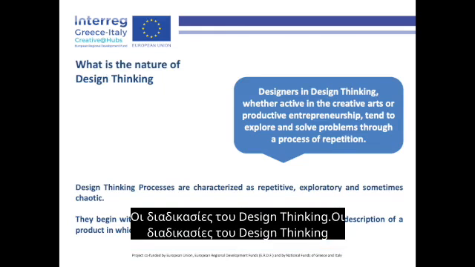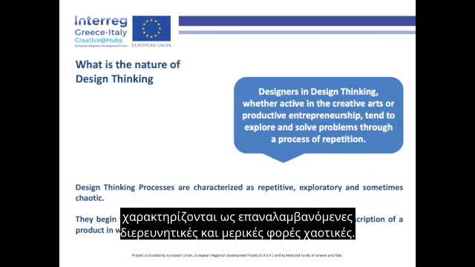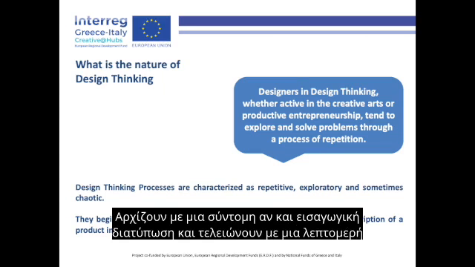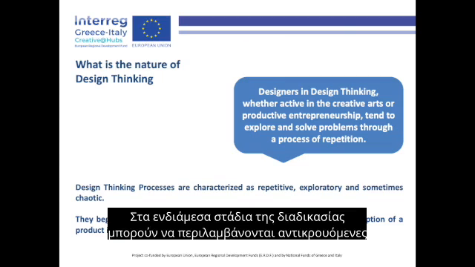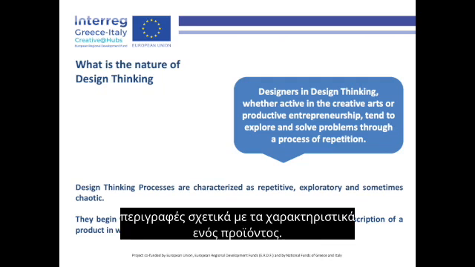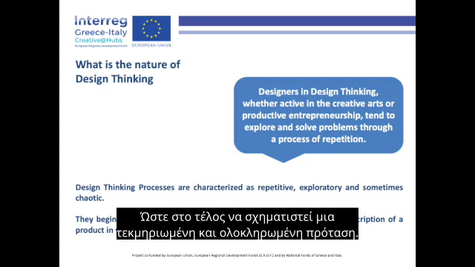The processes of design thinking. Design thinking processes are characterized as repetitive, exploratory, and sometimes chaotic. They begin with a brief introductory wording and end with a detailed description of a product in which its characteristics are gradually refined. Conflicting descriptions regarding the characteristics of a product may be included in the intermediate stages of the process, so that at the end, a substantiated and complete proposal is formed.